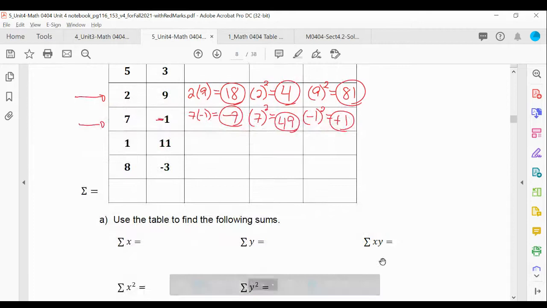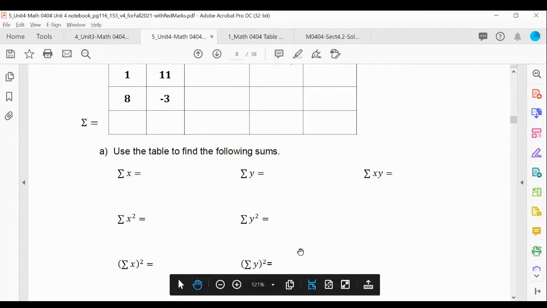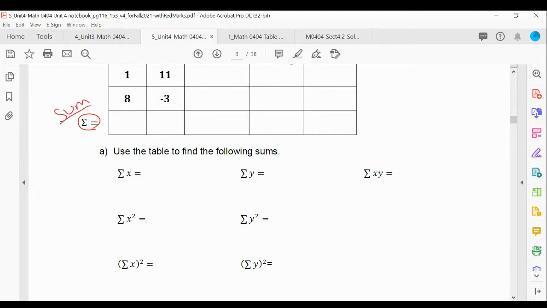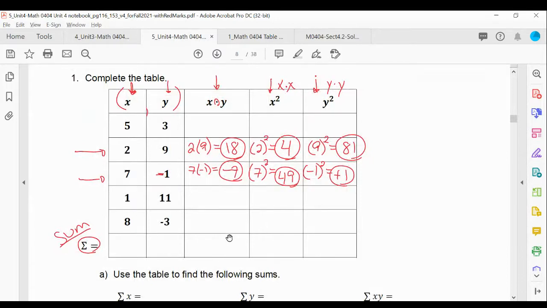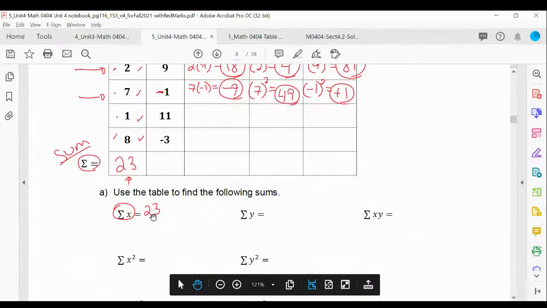On the bottom here, they're asking you for a couple of symbols. So here, this represents the sum of that column. So if I were to add up everything in that first column, the sum of the X values, if I were to add up 5 plus 2 plus 7 plus 1 plus 8, I end up with 10, 22, 23. So this sum is 23. So this sum of the X values would be 23.